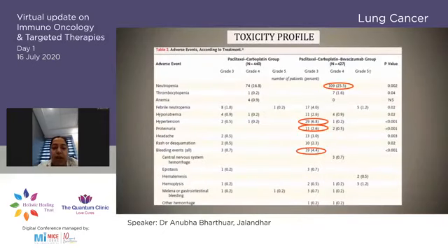The toxicity profile, of course, was increased neutropenia in the Bev plus chemo arm, an increased rate of hypertension, proteinuria, and the one that is probably the most horrifying for patients, the increased risk of bleeding events. And with that, it came about that patients who were squamous, who had untreated brain metastases, and those who were at a risk for increased bleeding should not be chosen for this particular regimen.